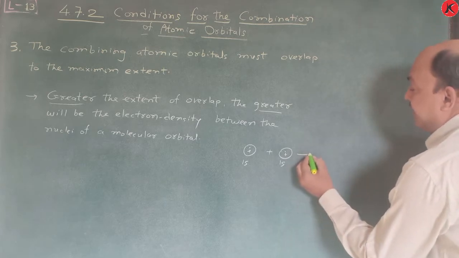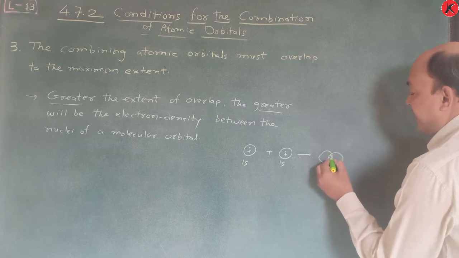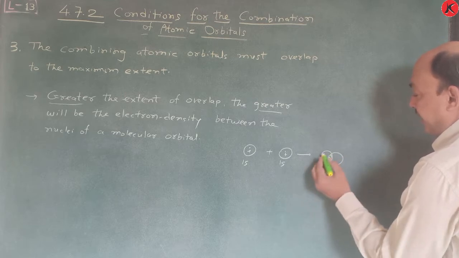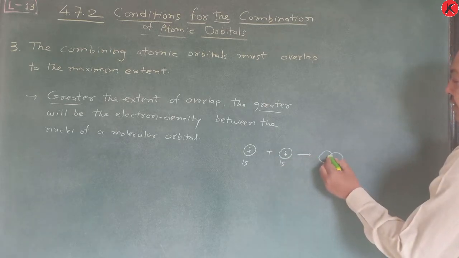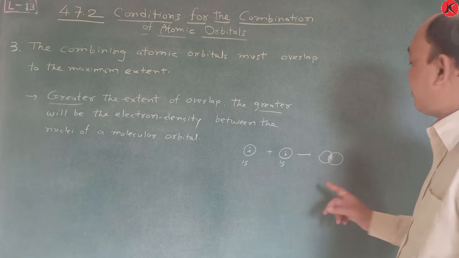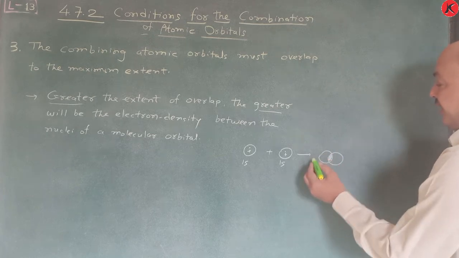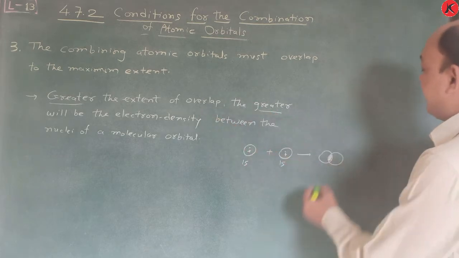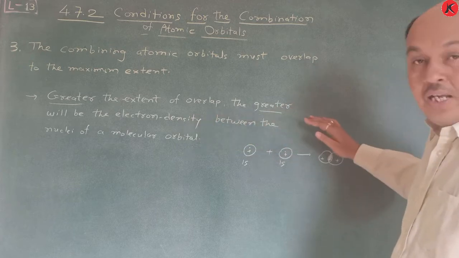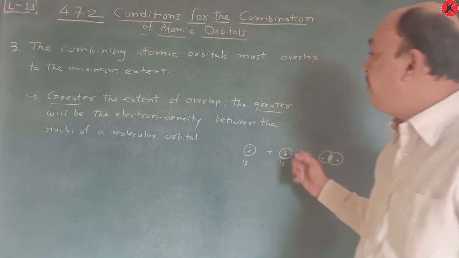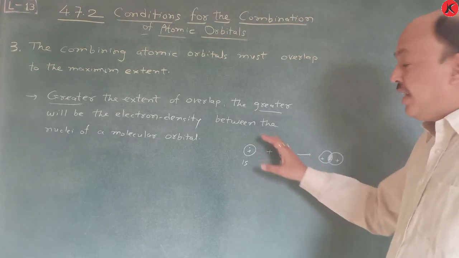So here the combination is of maximum extent, and the spin is opposite, remember, and that's why overlapping occurs. You see, this nucleus is the dot and plus sign. So the greater the extent of overlap, the greater will be the electron density between the nuclei of a molecular orbital. This is only an example.